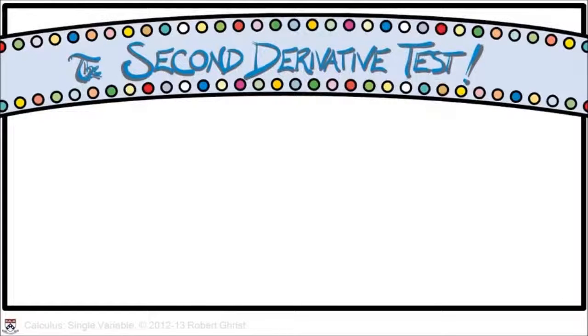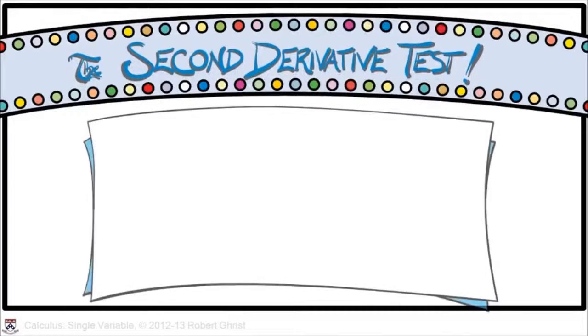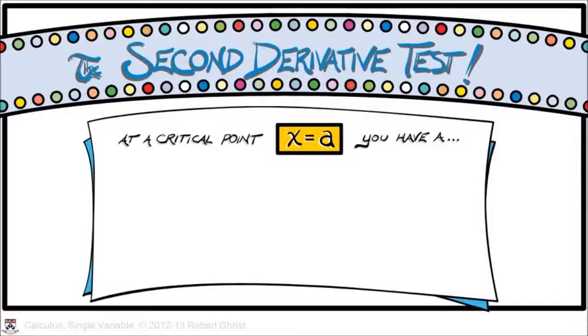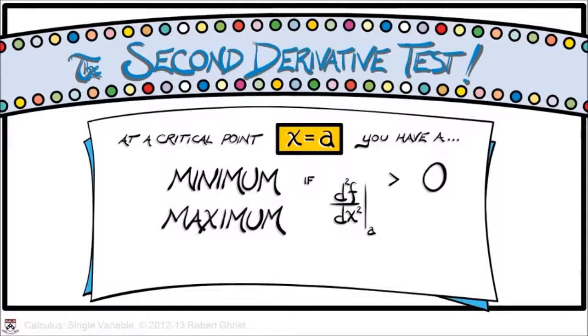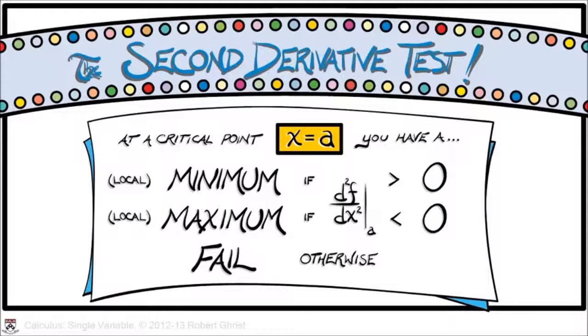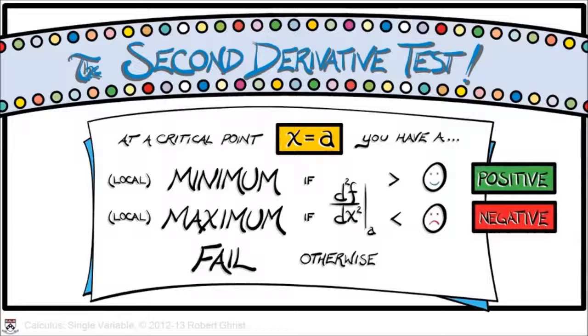You may recall the wonderful second derivative test that is so helpful. Recall that at a critical point, x equals a, you have a minimum if the second derivative at a is bigger than zero. You have a maximum if that second derivative at a is less than zero. If your second derivative is zero, or is undefined, then you have a fail. The test does not tell you whether it's a minimum or a maximum or neither. These are only local minima or maxima, since you're just using derivative information. Some students get things mixed up. Is it positive for a minimum or positive for a maximum? I'll leave it to you to come up with a way to remember how this goes.